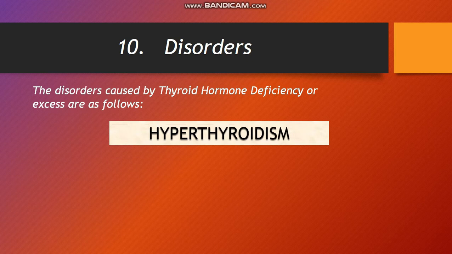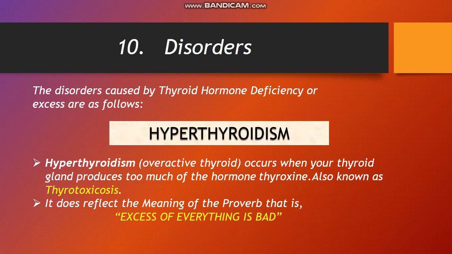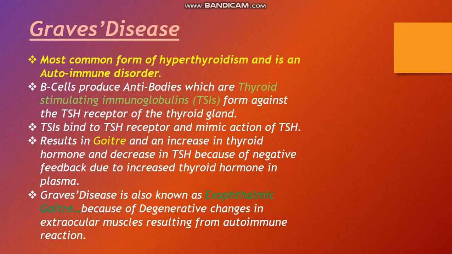Hyperthyroidism, that is overactive thyroid, occurs when your thyroid gland produces too much of the hormone thyroxine, also known as thyrotoxicosis. It does reflect the meaning of the proverb, that is, excess of everything is bad. Graves' disease. Most common form of hyperthyroidism and is an autoimmune disorder.